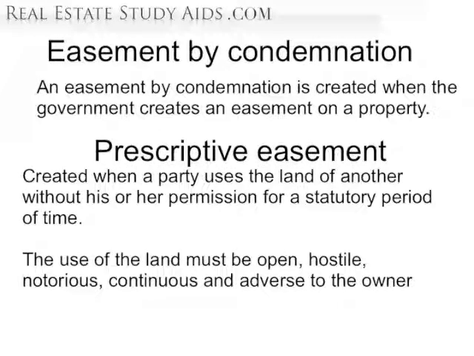An easement by condemnation is created when the government creates an easement on a property. A prescriptive easement is created when a party uses the land of another without his or her permission for a statutory period of time. The use of the land must be open, hostile, notorious, continuous, and adverse to the owner.